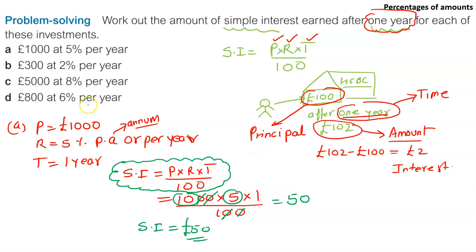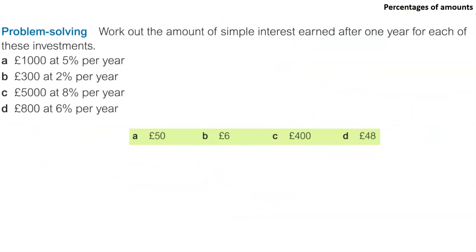Now what you need to do, pause the video and have a go for these questions B, C and D. Please pause the video and have a go. So welcome back if you have tried. So let's check the answers for B, C and D. Okay, so for B answer is 6 pound, C is 400 pound and D is 48 pound. Okay, so these are the correct answer, and A, I have already done it for you.